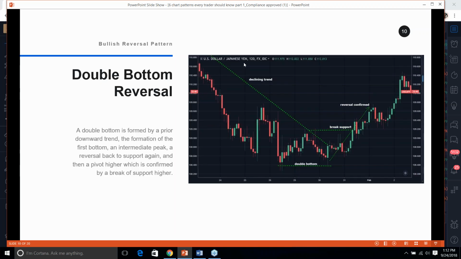Double bottom reversal, so we have a falling trend, hit a double bottom, and then the reversal is confirmed as we break the previous level of resistance above us. This is a double bottom reversal. Declining trend, hit once, peak, ends up looking like a pyramid as we break down again, hit the bottom again. Ultimately, we get the reversal rising trend as that is confirmed as we break resistance above us.